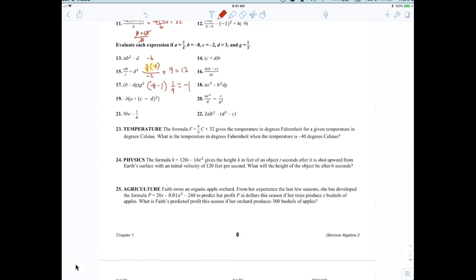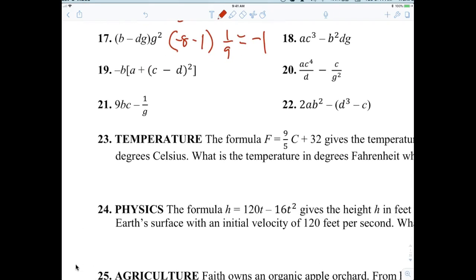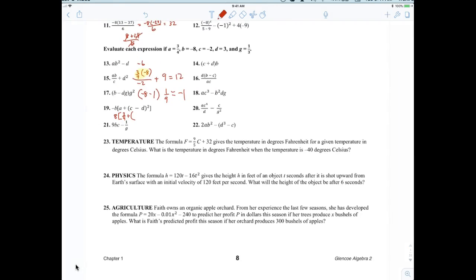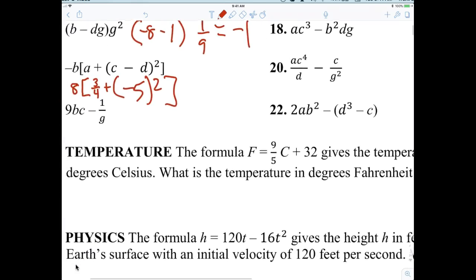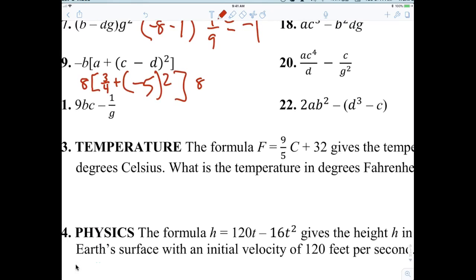So, negative B is what? Negative B would be 8, thank you. Open parentheses, what's A? Plus, what's C minus D? Negative 5, thank you very much. And then that would be squared, agreed? Right, so now we end up with 8 times 3/4 plus 25, do you agree?